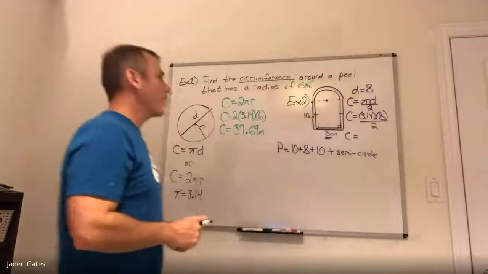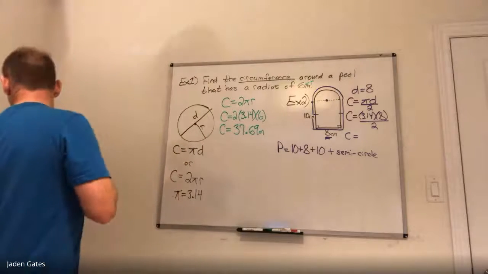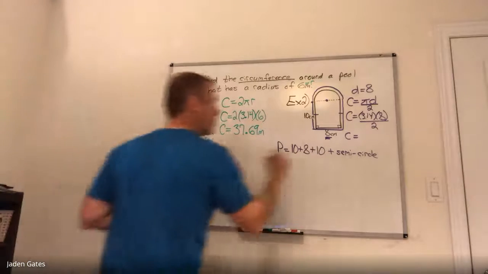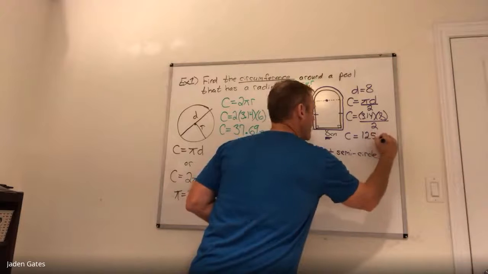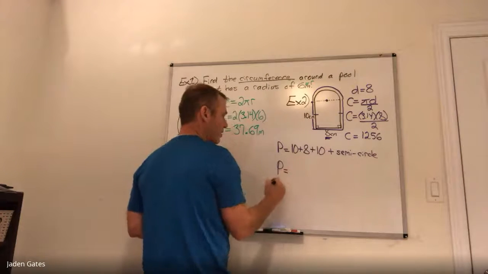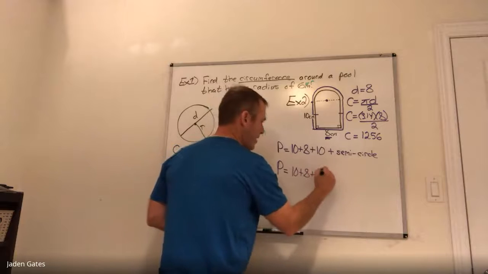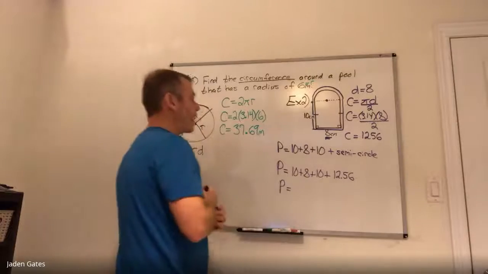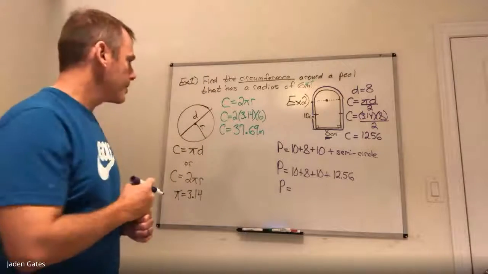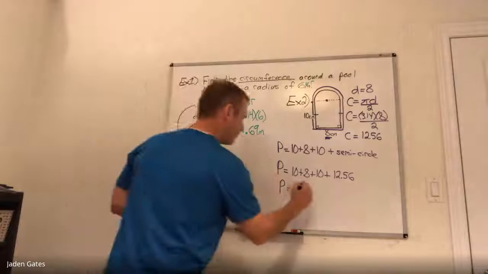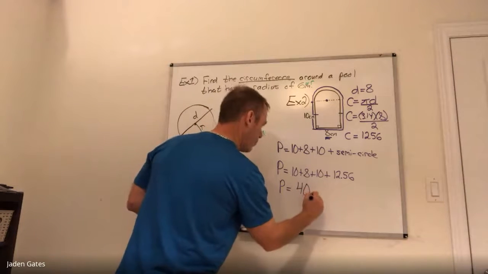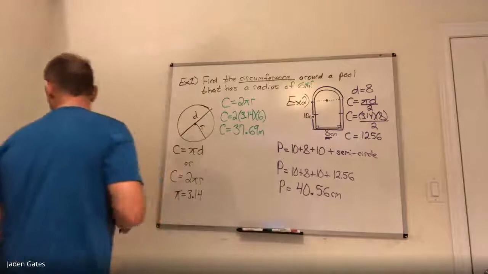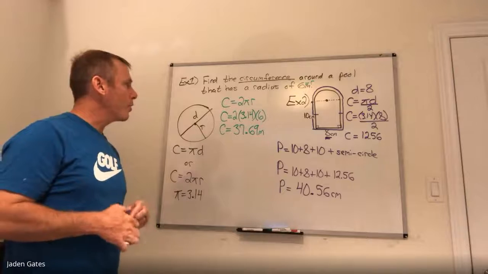So again, I have to do a little bit of side math here. If I figure out the circumference of my semicircle, it's 12.56. And so the perimeter of this object is 10 plus 8 plus 10 plus my 12.56 for that semicircle. I do the math, I add it up, and then I put my units on it, and I end up with 40.56, and the units are centimeters. And that is how we find the perimeter of our shape.